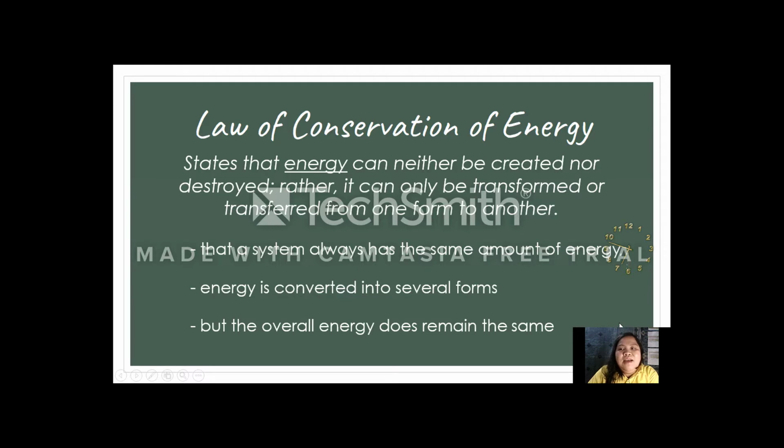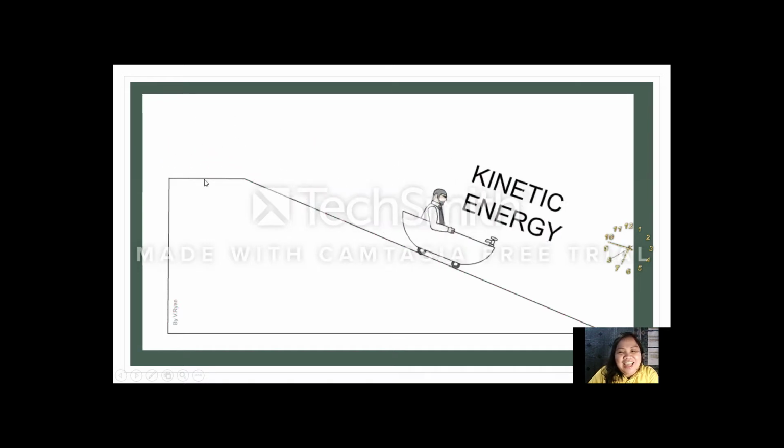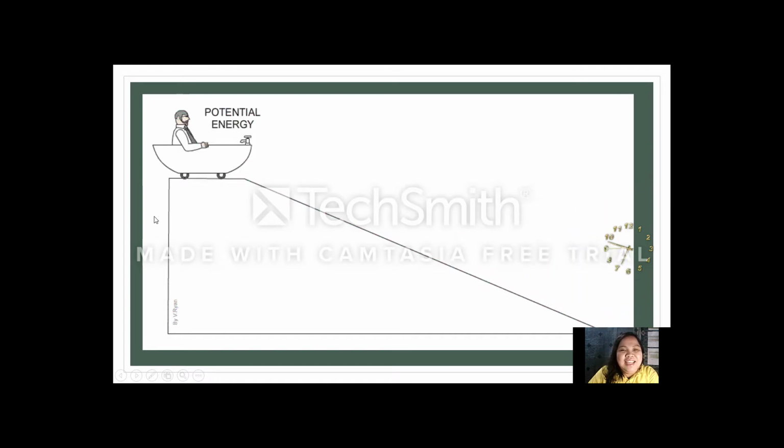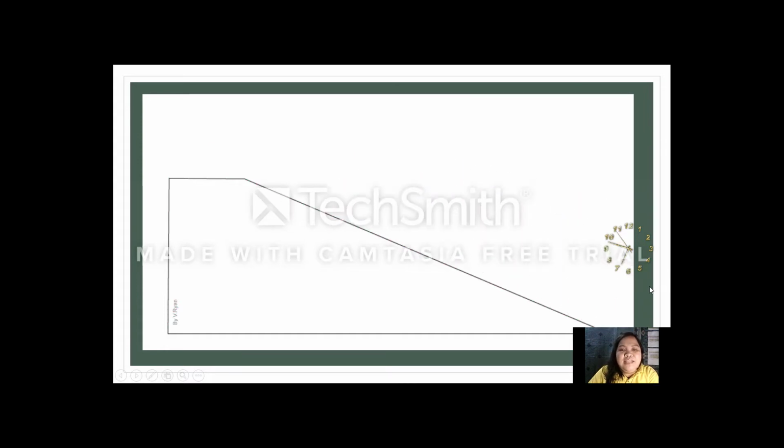Okay, so how is that related to mechanical energy? So I have here an example. A person on a bathtub. There, he fell. Okay. Another one, please. There. So here on the top, he has potential energy because the object is not moving. And when it moves, it has kinetic energy. Therefore, the potential energy is being converted into kinetic energy as it goes down.